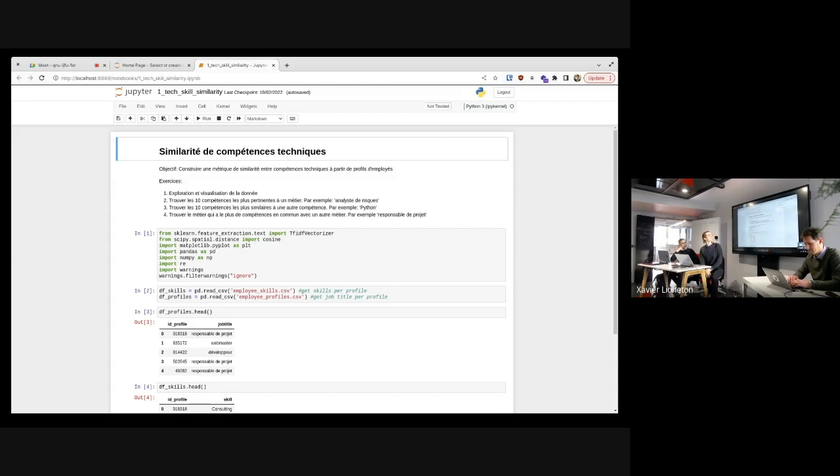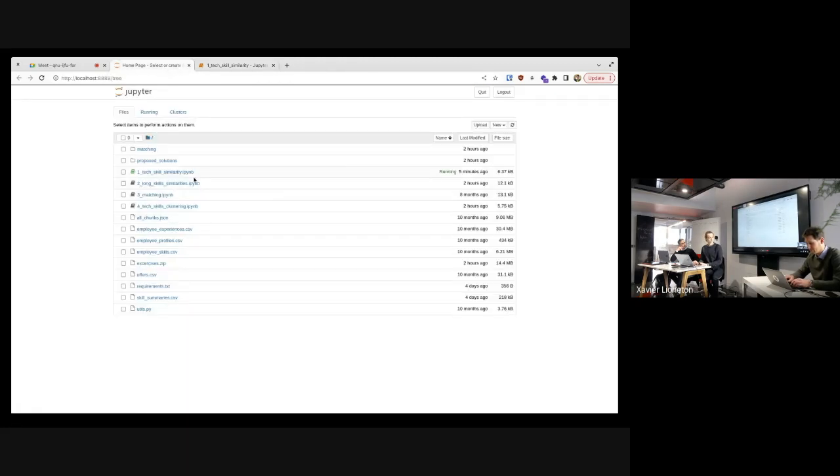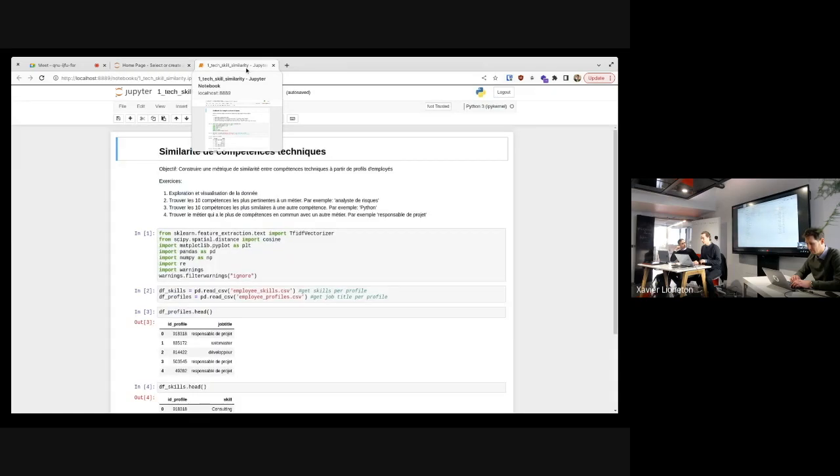Okay, so once it's done, you can open the first notebook, text field similarity. That's the first part. Okay. Before that, the workshop will be divided in 3 steps. Step 1 is similarity between technical skills. Step 2 will be similarities between long skills, and step 3 will be matching algorithms. Yeah, ignore number 4. We don't have it.